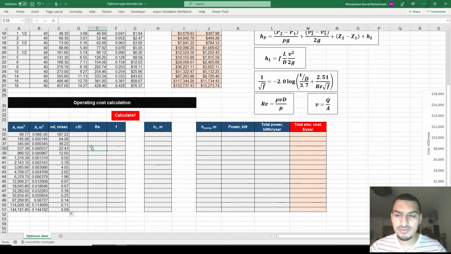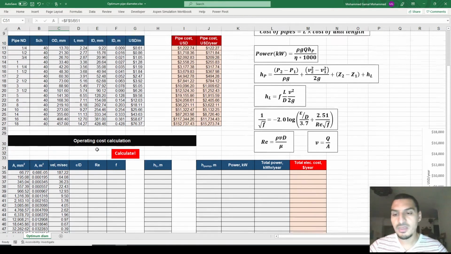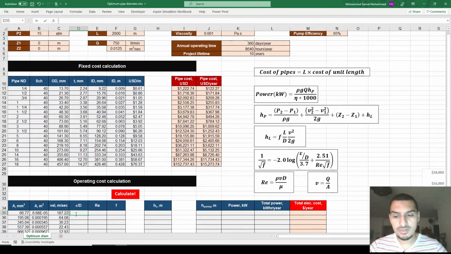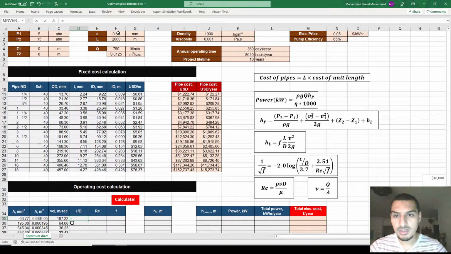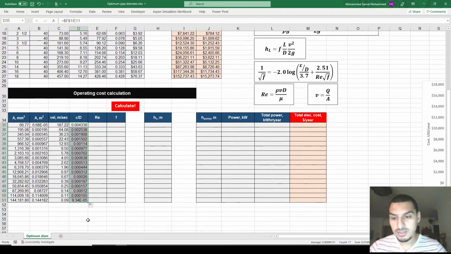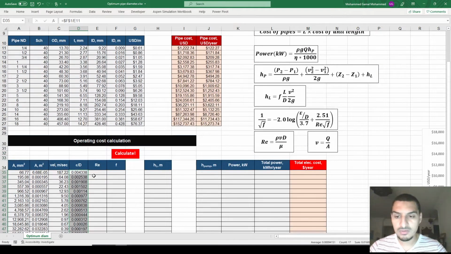Again, just to have a sense of the numbers, it's expected to have the velocity very large in the beginning and very small at the end, because this is a very small area and this is a very large area. For the epsilon over D, it's going to be the epsilon, again click F4, divided by the inner diameter in millimeter this time. And again, I'm going to drag it, and we have all the epsilon over D values.